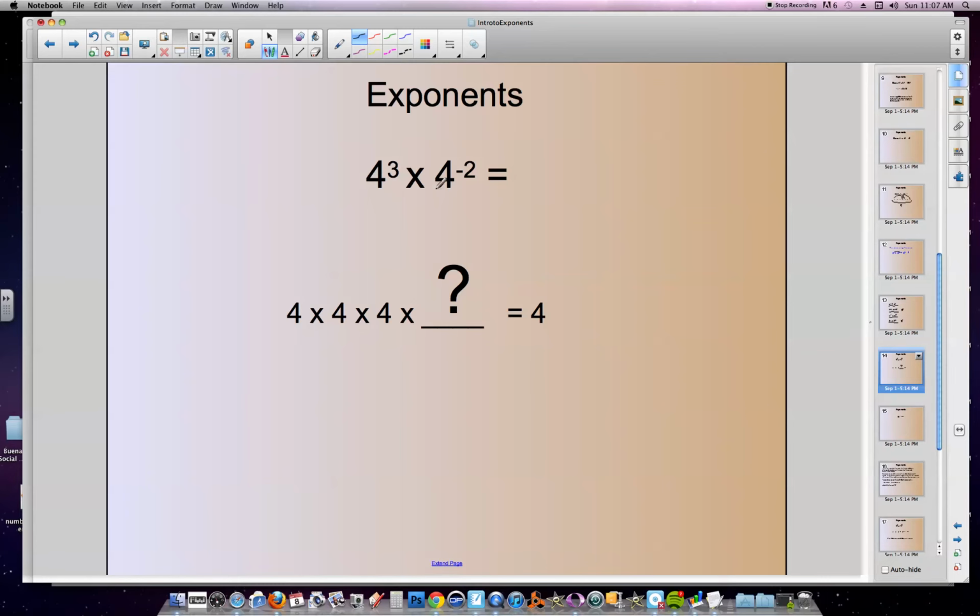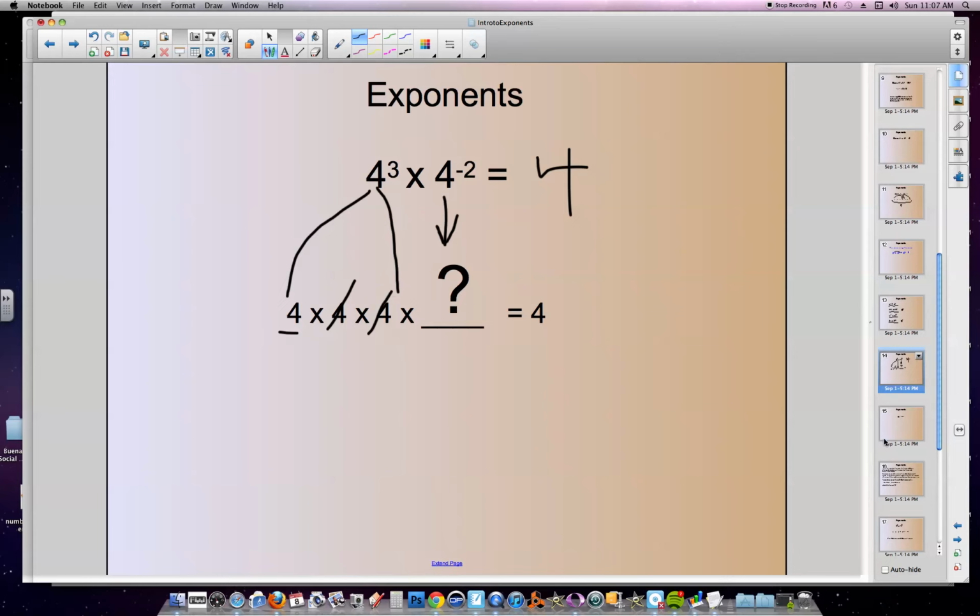So let's talk about what a negative exponent means. We know 4 to the 3rd times 4 to the negative 2 just equals 4. So we've got 4 times itself 3 times. And then something happens here. This negative 2, something happens where we actually cancel out 2 of these 4s, right? Because we're just left with 4. So what could cancel out 2 of those 4s?